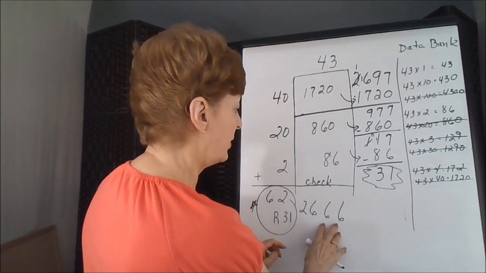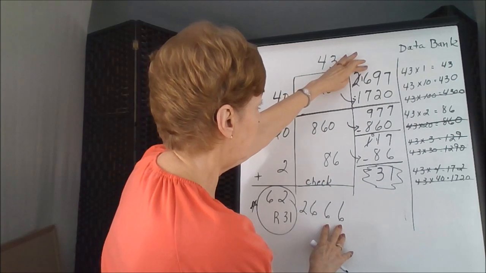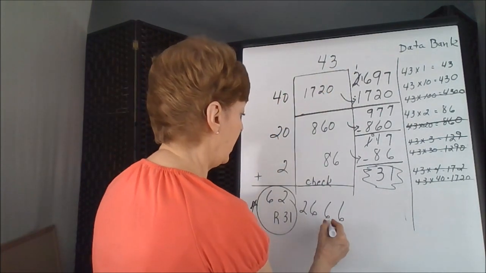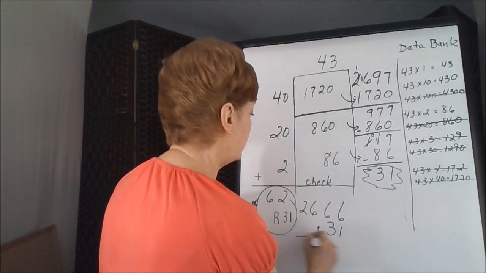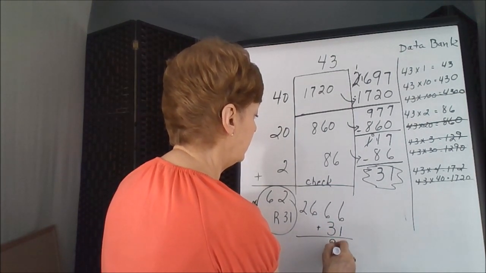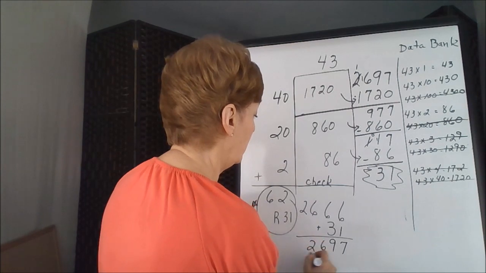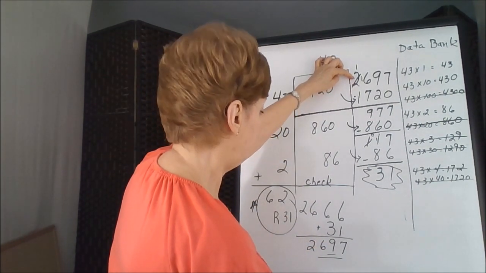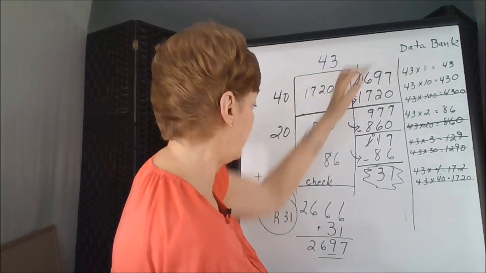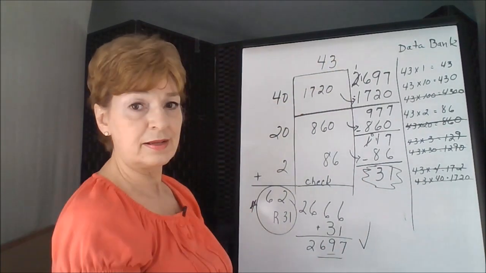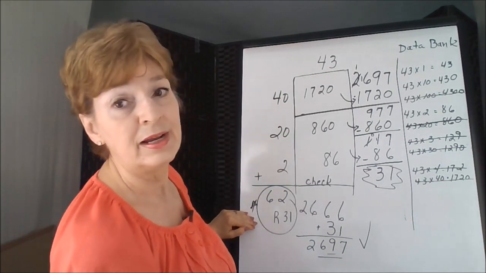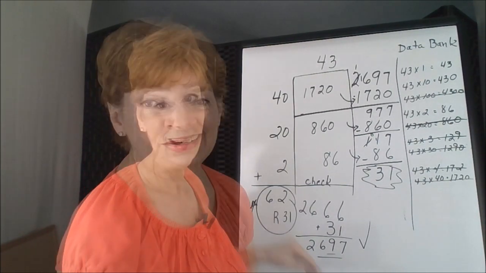This is partially the answer because we still have a remainder. We're trying to get back to this number here. Let's take our remainder over and add that onto it, and it's 2697, which is exactly what we had at the start, 2,697. So the answer checks, and the work checks, and the answer is 62, remainder 31.